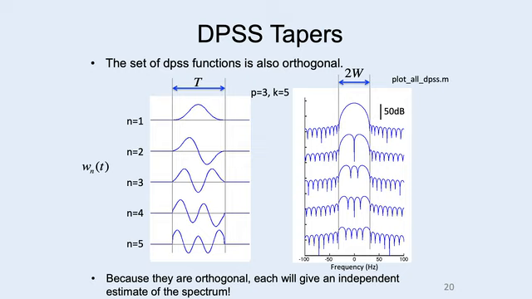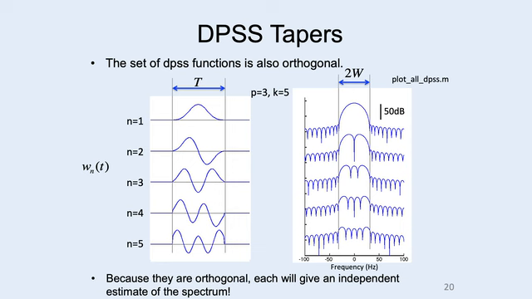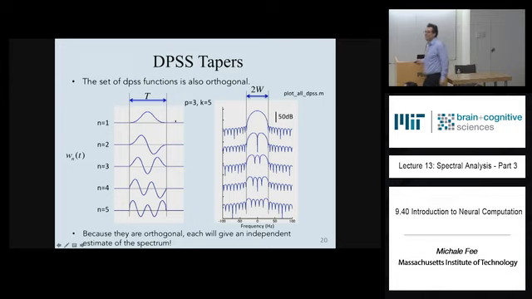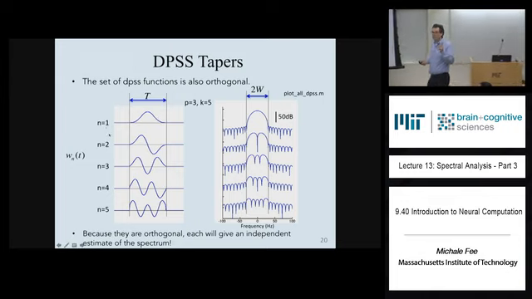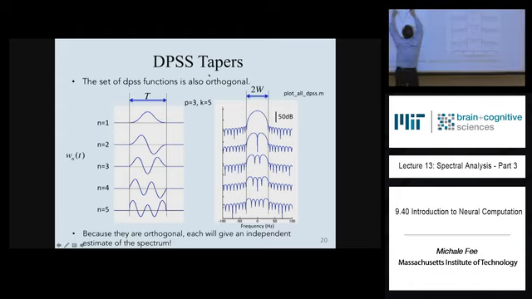Here's what they look like. These are 5 functions that give lambda close to 1 for a particular bandwidth and a particular time window. The n equals 1 function is a single peak. It looks a lot like a Gaussian, but it's not a Gaussian. What's fundamentally different between this function and a Gaussian? This function goes to 0 outside that time window, whereas a Gaussian goes on forever.